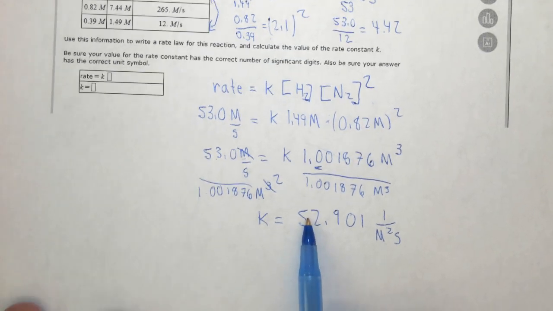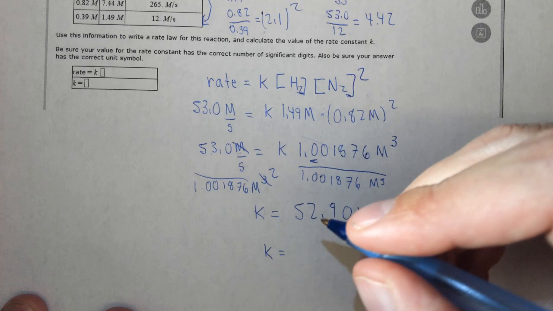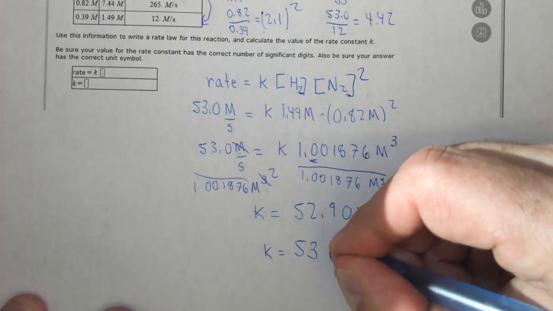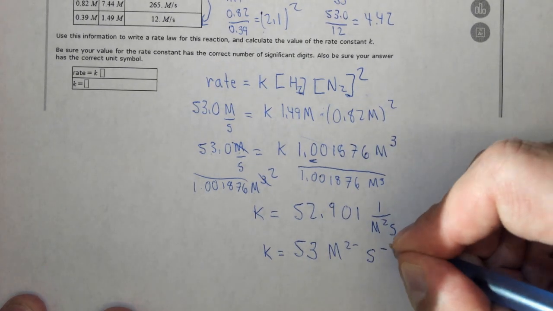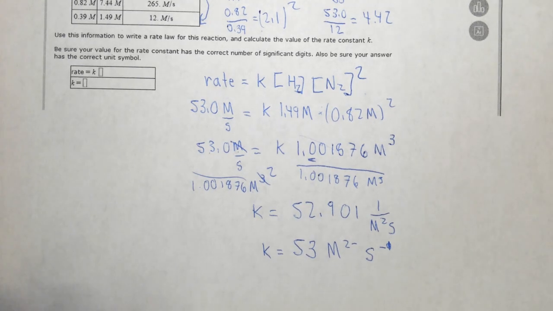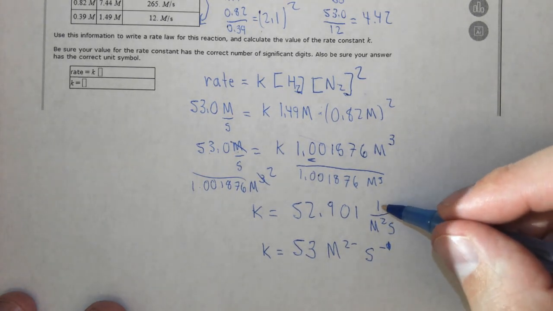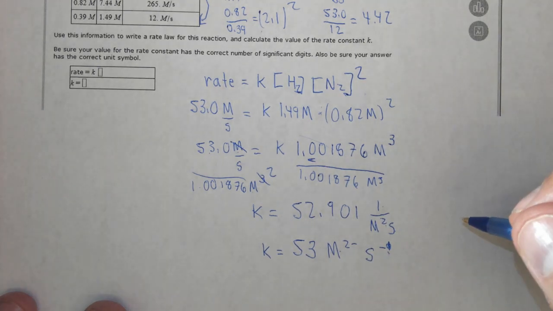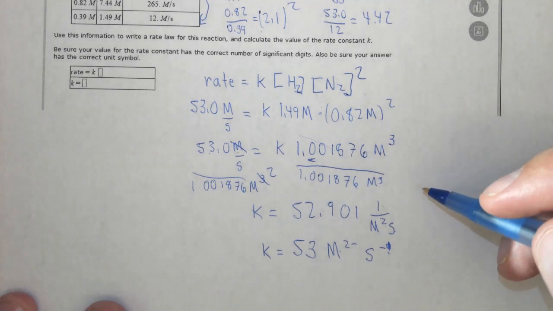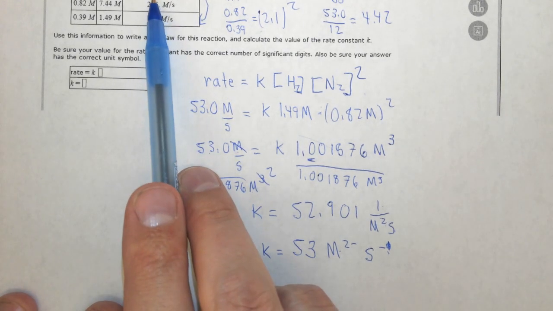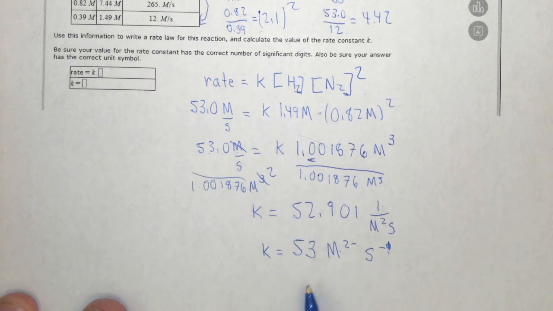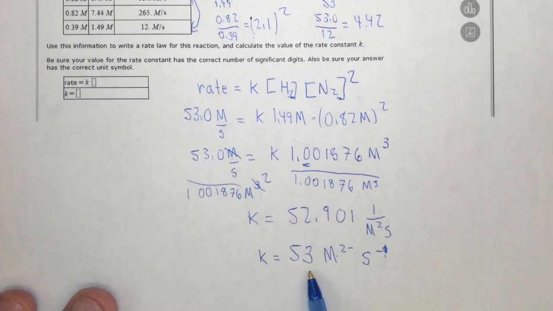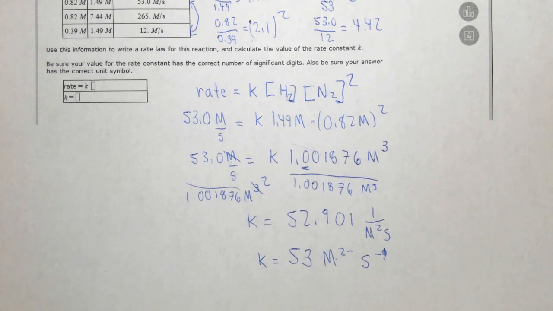However, I need this as 2 significant figures. So k equals 53, and probably your instructor wants this as M to the minus 2, s to the minus 1. So this is the same thing. 1 over M squared s is the same as M to the minus 2 s to the minus 1. One thing to point out, if you notice, this is exactly the same number as the initial rate of the reaction. The initial rate of the reaction was 53, and k is 53. That is purely a coincidence. They don't have to be the same.